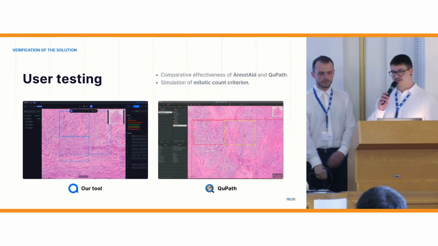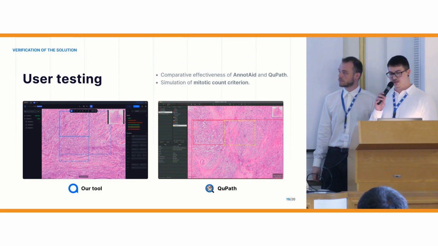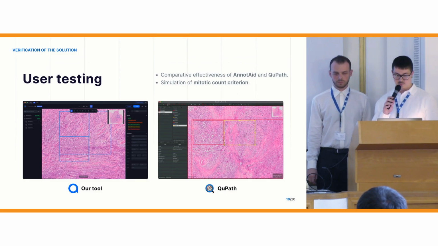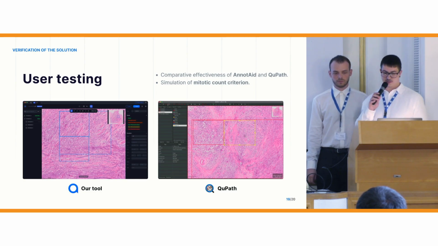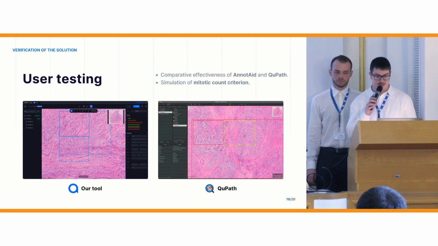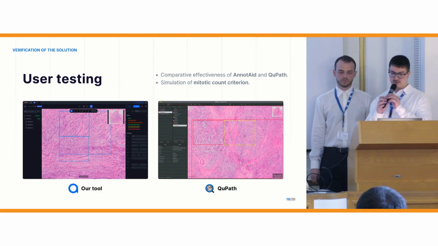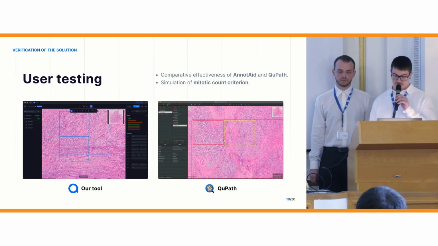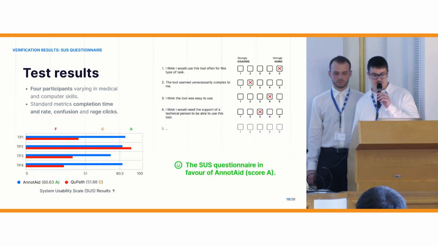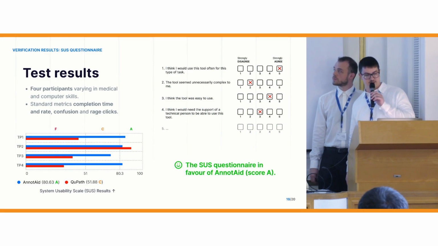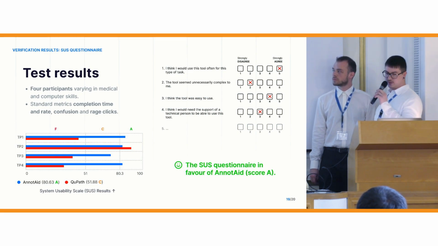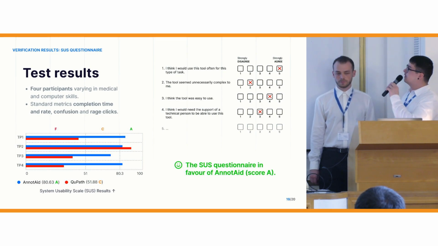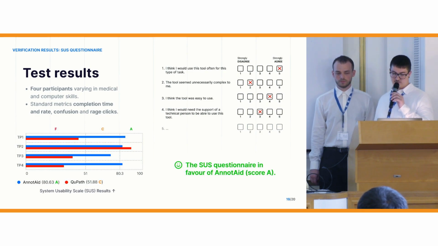We perform multiple usability tests with the domain experts. The last one aims to assess the comparative effectiveness of QPath and our AnnotAid tool. We simulated the determination of a criterion for the number of mitoses addressed by 8 given tasks. 4 participants varying in experience levels with each tool and computer skills undertook test tasks in both platforms. Alongside standard metrics like task completion rate or time, confusion, and rage clicks, we gathered qualitative feedback through open questions and structured questionnaires. You can see examples of questions for the system usability scale questionnaire for both tools.